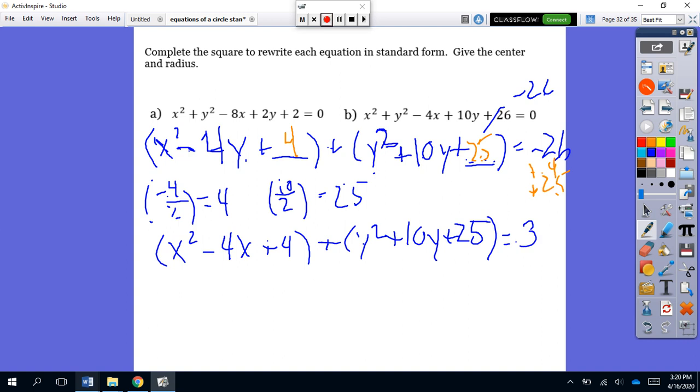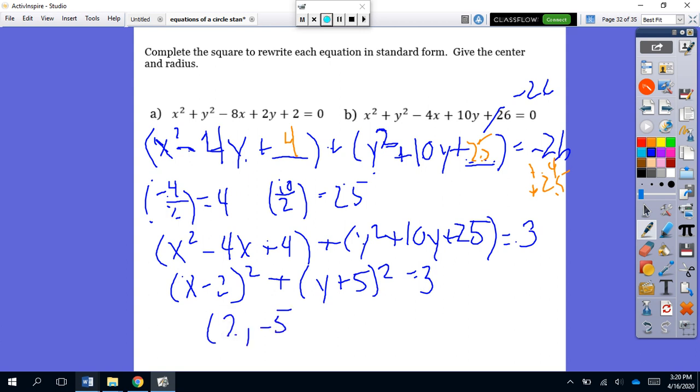Now half of negative 4 is negative 2, so I'm going to write x minus 2 squared, and half of 10 is 5, so y plus 5 squared equals 3. So that tells me my center must be 2, negative 5, and my radius is square root of 3. Okay, so that's that. Go ahead and try the problems, and then you'll be ready to do the quiz for this unit.